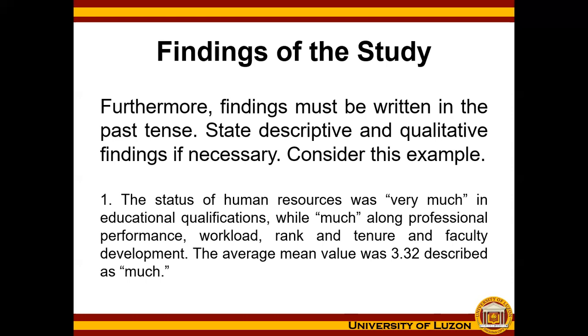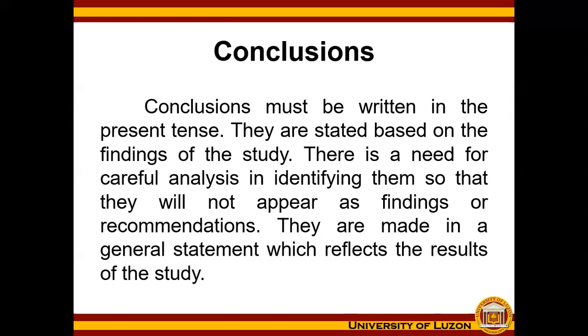So you may consider the example shown on the screen. Number one, the status of human resources was very much in educational qualifications, while much along professional performance, workload, rank, and tenure, and faculty development. The average mean value was 3.32, which is equivalent to much. So this is an example of the set of findings related to a specific subproblem.